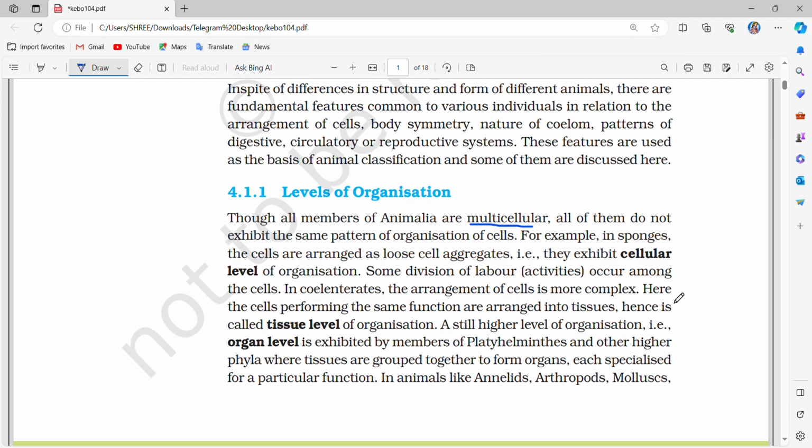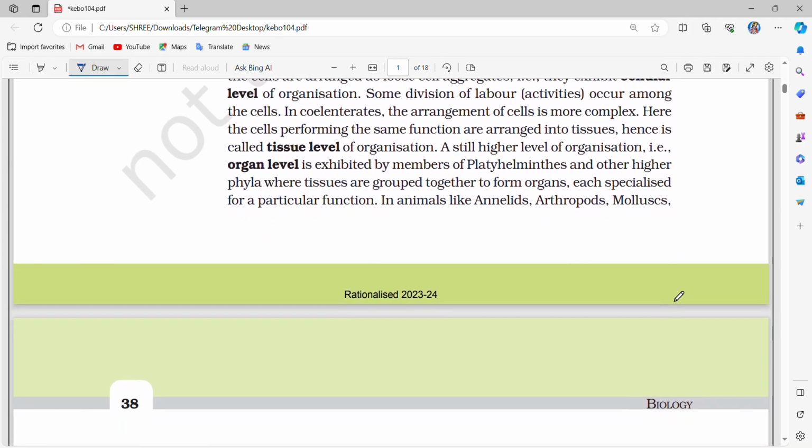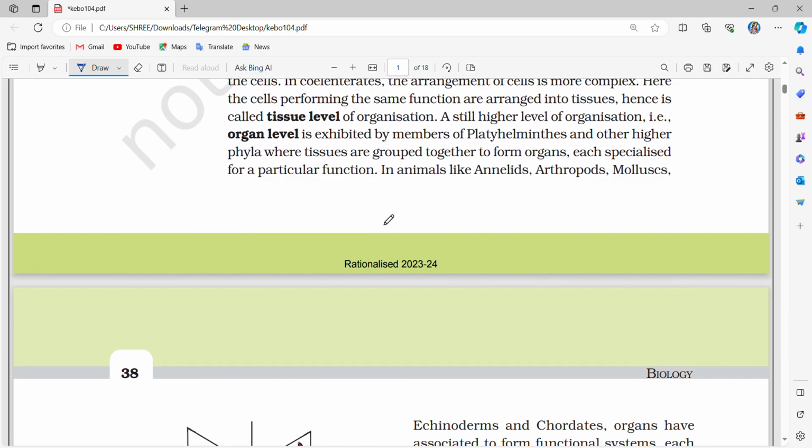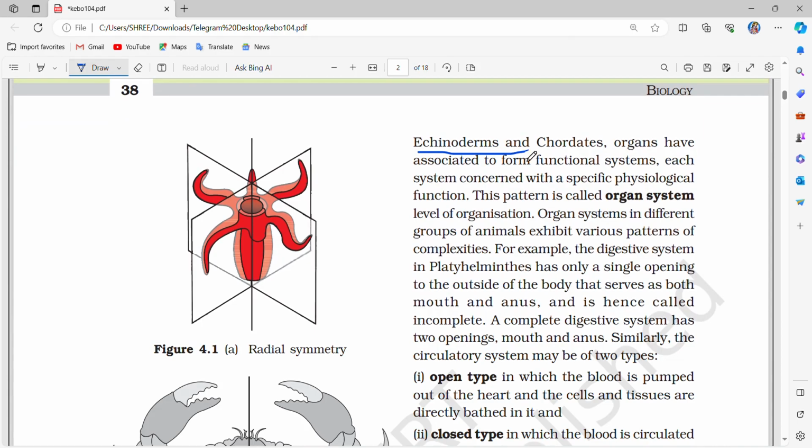A still higher level of organization, i.e., organ level, is exhibited by members of Platyhelminthes and other higher phyla, where tissues are grouped together to form organs, each specialized for a particular function. In animals like annelids, arthropods, mollusks, echinoderms and chordates, organs have associated to form functional systems, each system concerned with a specific physiological function. This pattern is called organ system level of organization. Organ systems in different groups of animals exhibit various patterns of complexities.